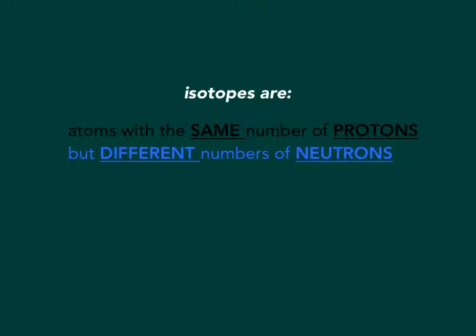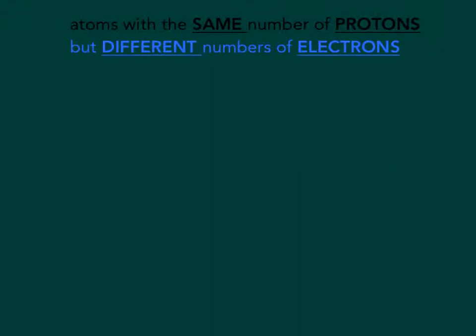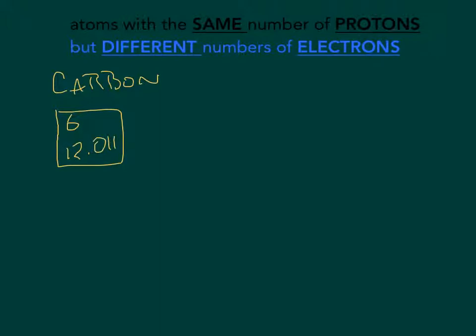Let's do some examples. So let's take the example of carbon. Carbon has an atomic number of 6, and on the periodic table, carbon has an atomic mass of 12.011. Well, there is no atom of carbon that actually has an atomic mass of 12.011. It's a weighted average, meaning it takes all the versions of carbon and finds an average mass.